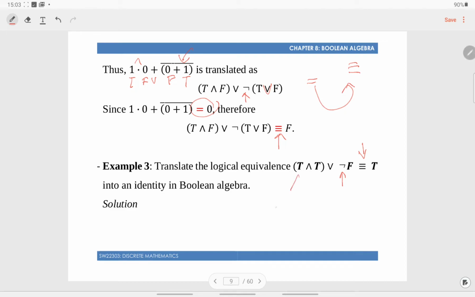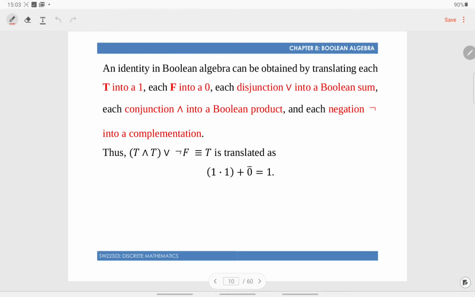So capital T is equivalent to 1. This conjunction is equivalent to Boolean product, so this one is 1. This disjunction is equivalent to Boolean sum. Negation is equivalent to complement. So we have F, that means 0, complement. The congruence is equivalent to equality. So T becomes 1. Alright, so this is the solution. Thus the translation of this expression is this expression.